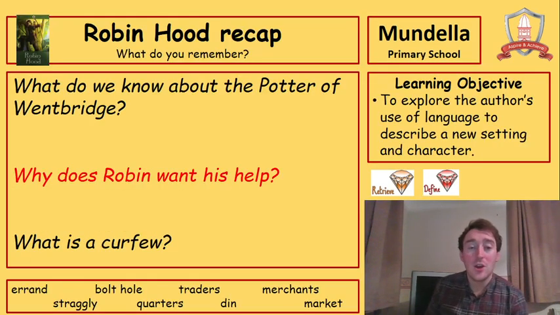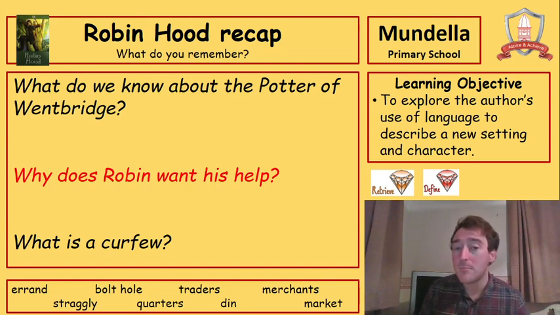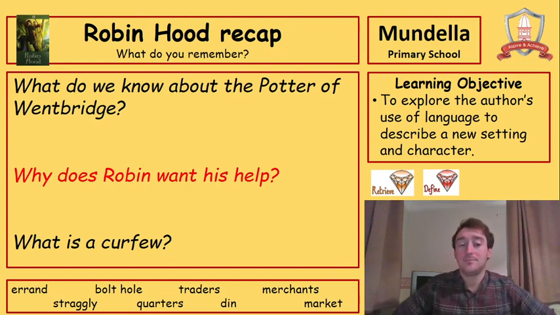Okay, the Robin Hood recap. What do you remember? Well, we haven't met him yet, but what do we know about the Potter of Wentbridge? Do you remember much? Why does Robin want the Potter's help? And finally, a define question. What is a curfew? We looked at that word last time. See if you can remember. Okay, try and write those 3 answers into your book.